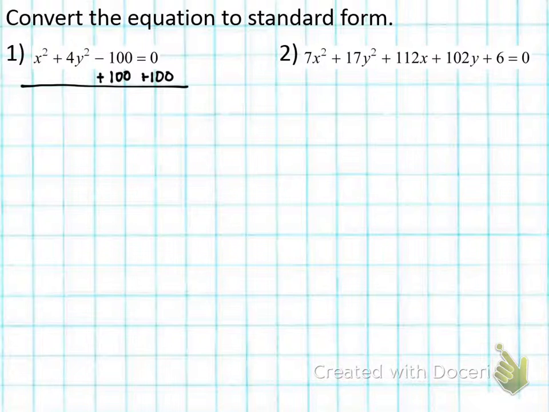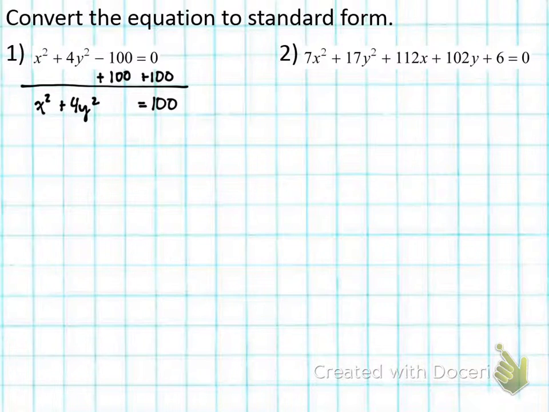Okay, when I do that, now I'm going to organize my x's and my y's. We have x squared. We're going to bring that down. I'm going to see if there's any other x's I could bring down. There aren't. And then I'm going to bring down my y's. We have positive 4y squared. See if there are any other y's to bring down. There aren't. Negative 100 plus 100 cancels out, which is equal to 0, plus 100, which is equal to 100.